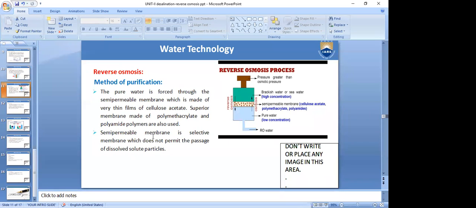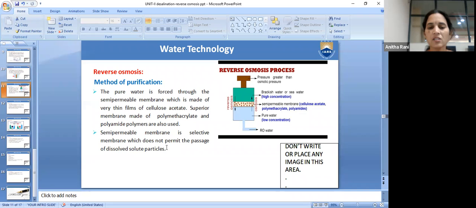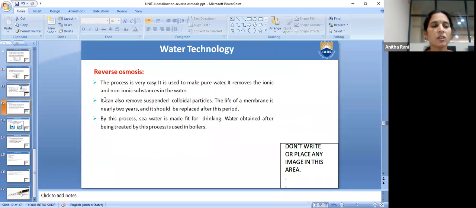The semi-permeable membrane does not allow the passage of dissolved solute particles, but it allows the flow of solvent, meaning water. This process is very easy, and it is used to make pure water. By this process, it removes ionic and non-ionic substances in water. It can also remove suspended and colloidal particles.